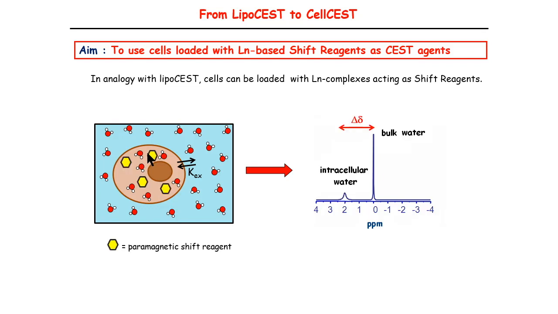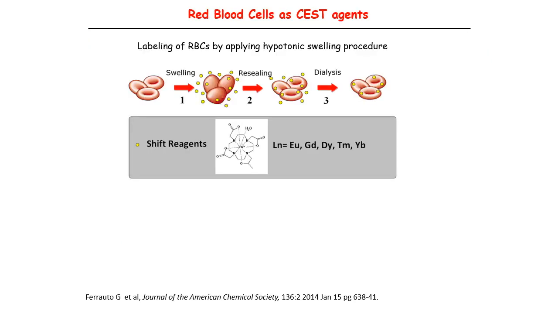And in fact, this is possible if we internalize inside the cell a paramagnetic shift reagent, in a way analogous to what we have done for the liposome. This can be easily done, for instance, for red blood cells, where simply an approach based on the change of the osmotic pressure works.